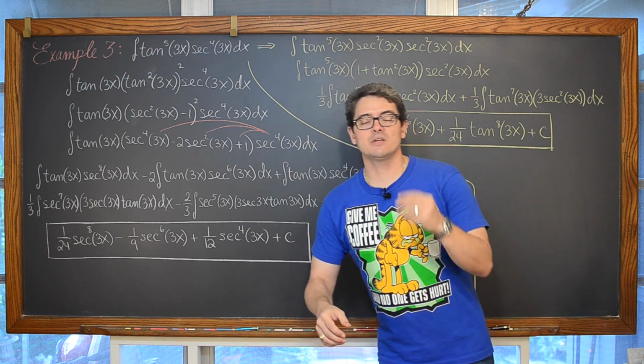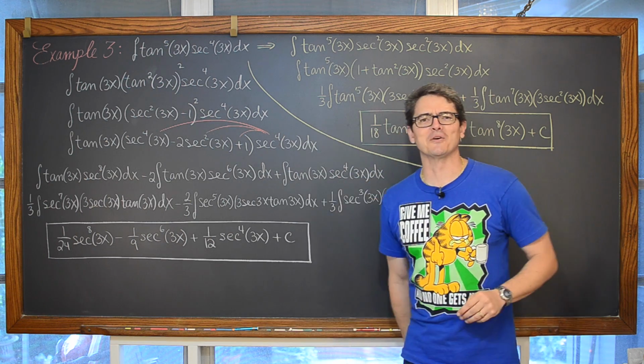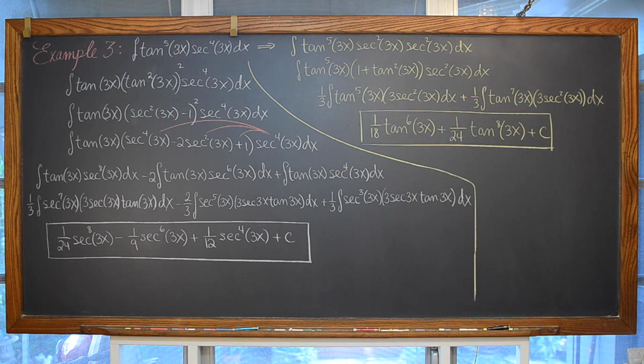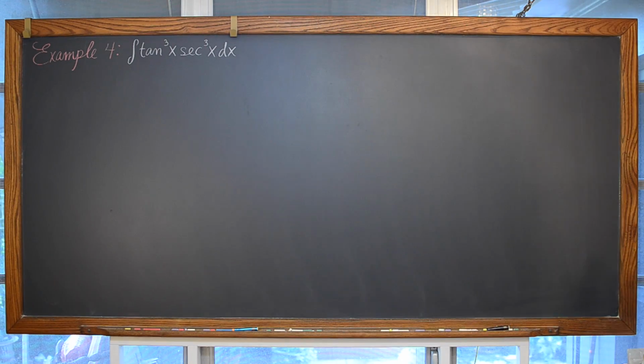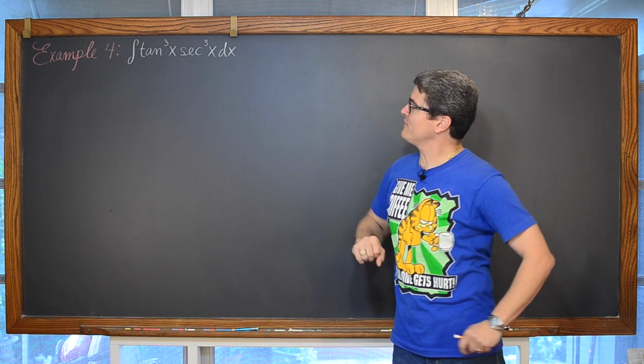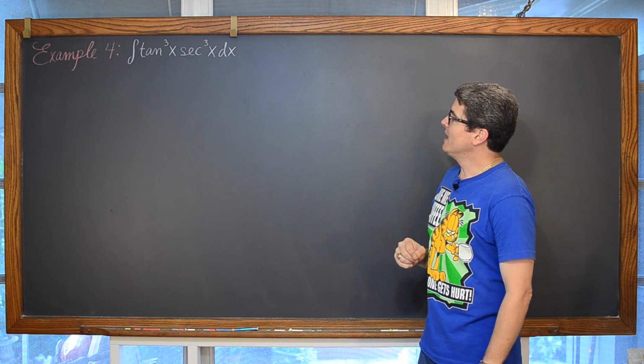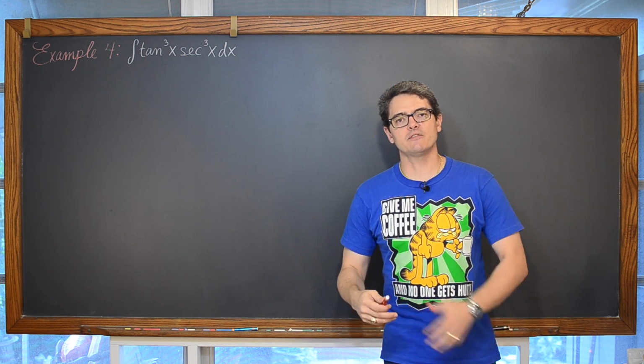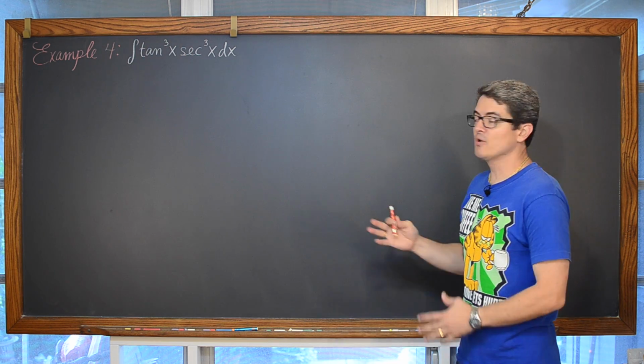Now let's move on to example number 4, which is going to be much quicker than example number 3, and we'll only do it once. For example 4, we have the indefinite integral of tangent of x cubed times secant of x cubed dx. A very similar problem to the previous example.